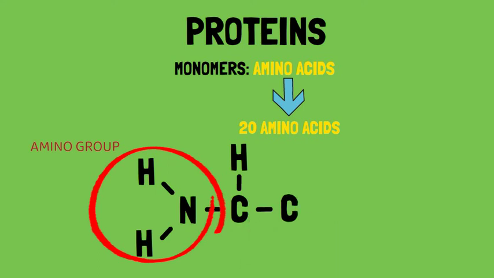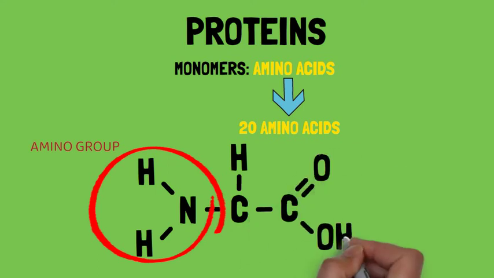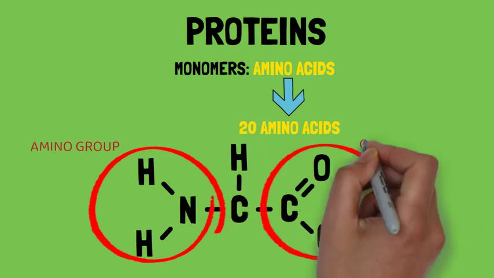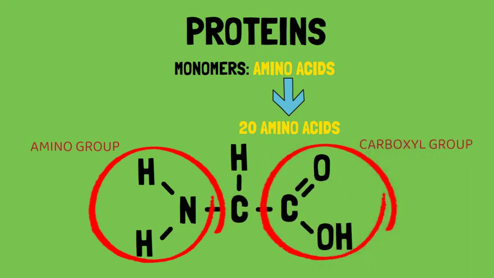On the right, there is a carbon double bonded to an oxygen and single bonded to a hydroxyl group, making a carboxyl group. All amino acids have those structures, but what makes a protein different is the R group, also known as the side chain. The R group makes the amino acid different from others.